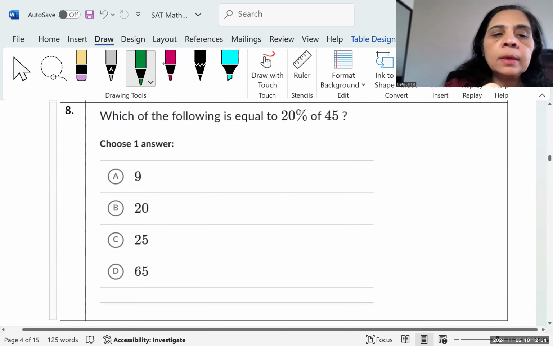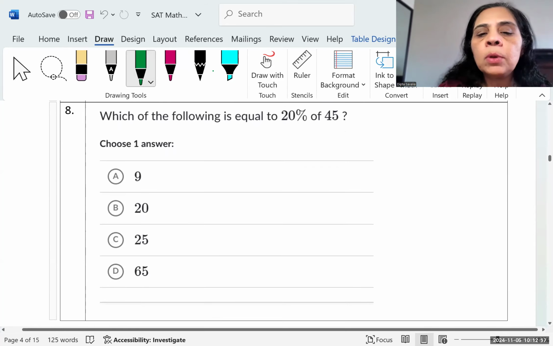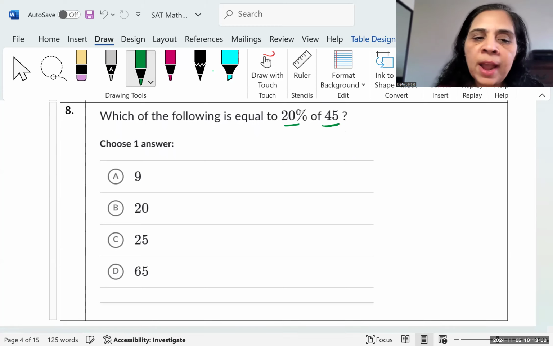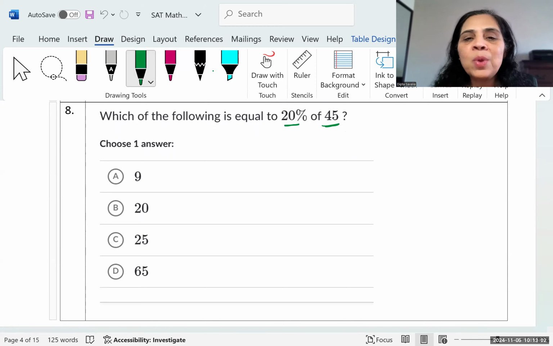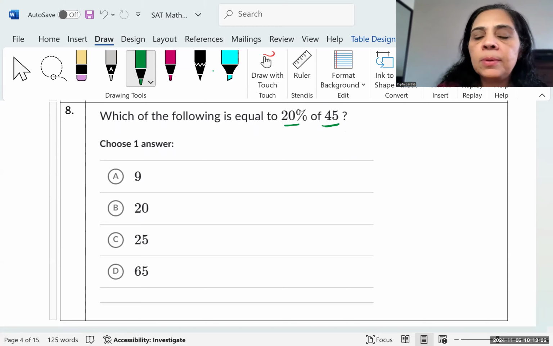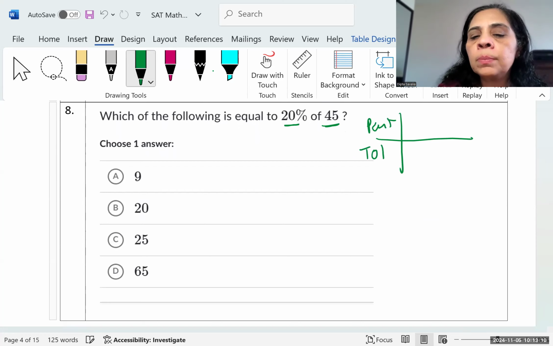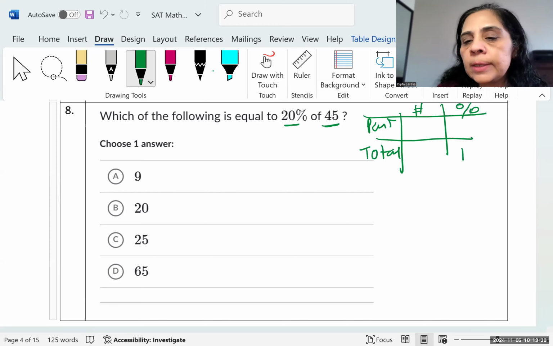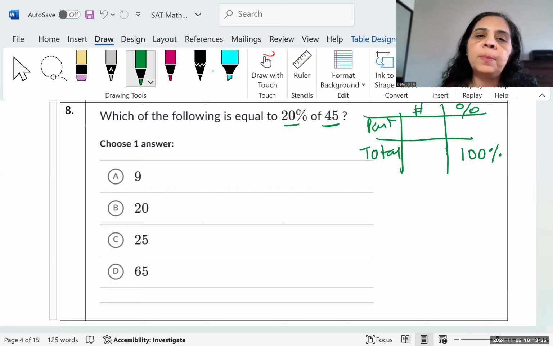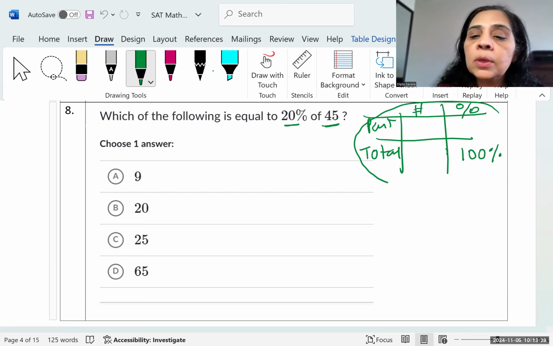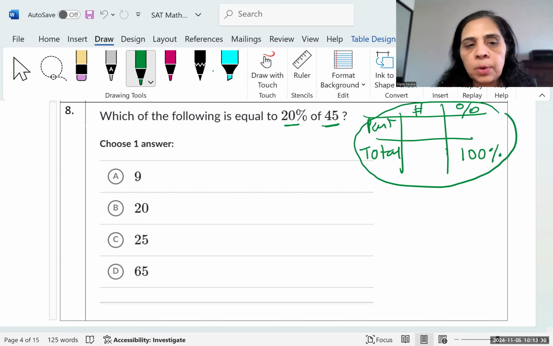All right, number 8. We have: which of the following is equal to 20% of 45? Again, also if we have a percentage problem, we can make a table. So you can say here part over total, and here you will write down whatever part and total in percentage. So think about whenever we have total, that is always 100%, no matter what. Total is always 100%. So if you remember this table, it will help you for percentage problems.